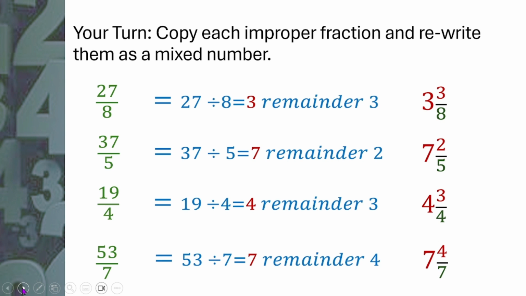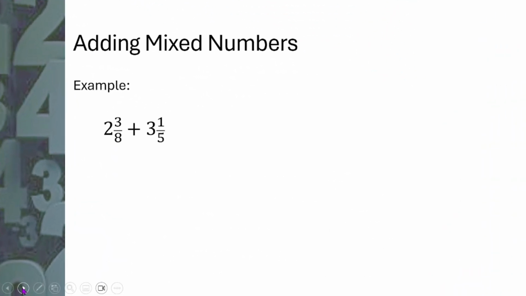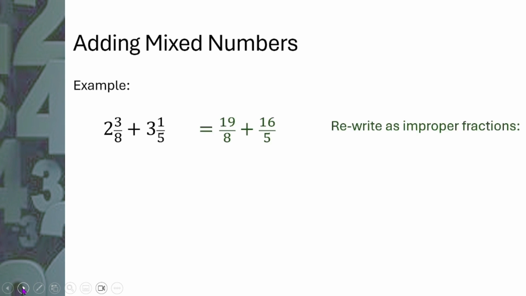So again, as always, we hope you've done really well on those questions. We hope you managed to get them all correct. And if you haven't, adding mixed numbers, we first of all need to turn the mixed numbers into improper fractions before we can begin. So 2 times 8 is 16. 16 plus 3 is 19. So 19 over 8. 3 times 5 is 15. 15 plus 1 is 16. So 16 over 5.